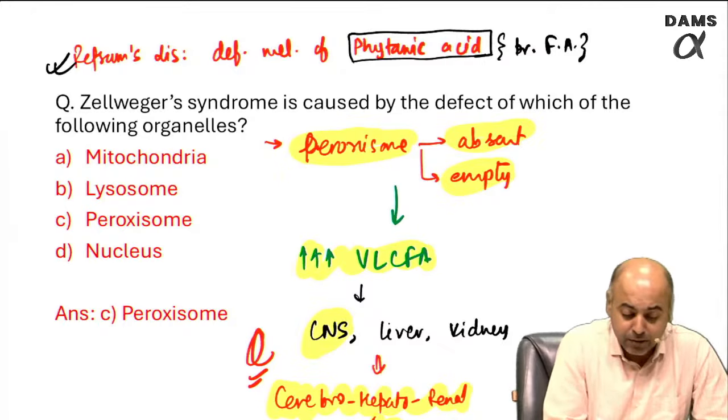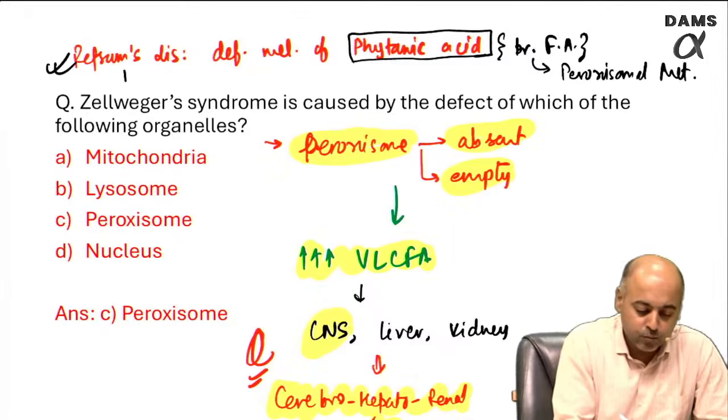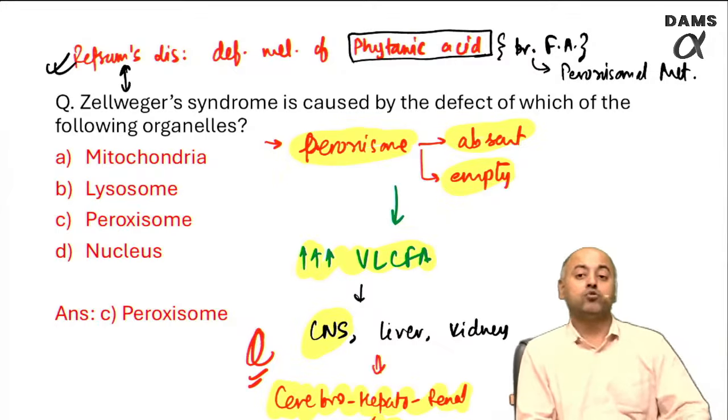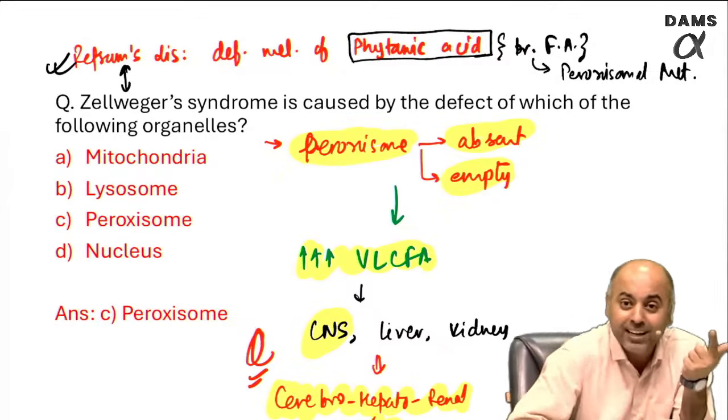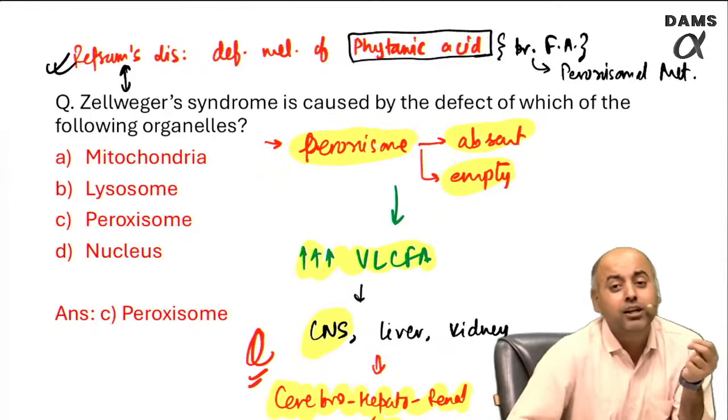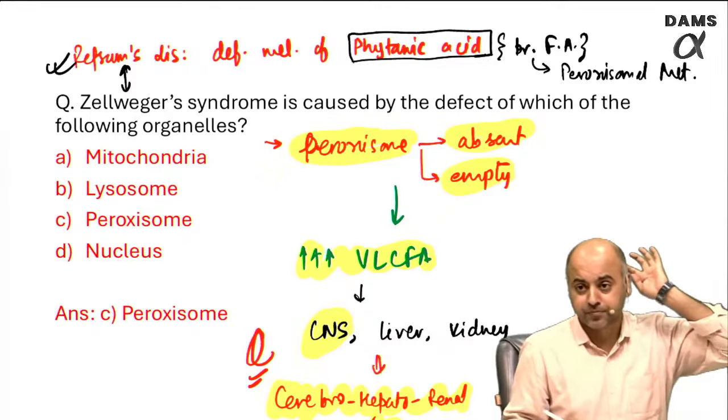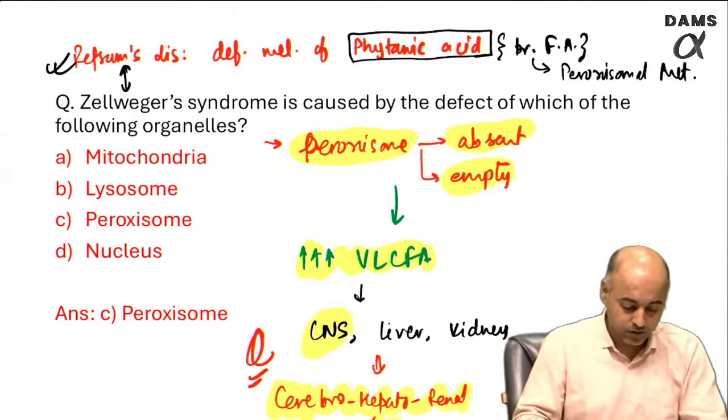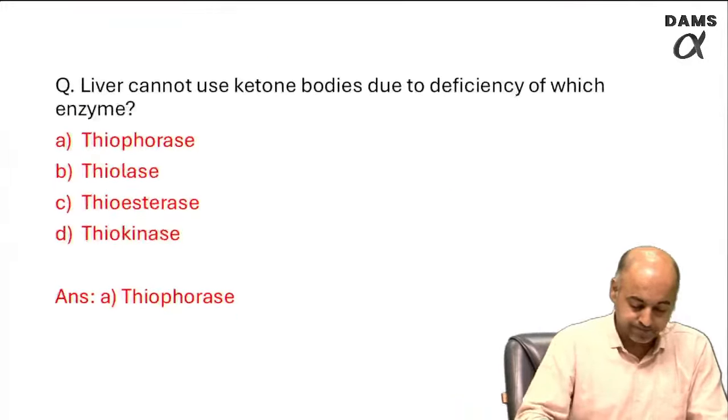The metabolism of the branched fatty acid also occurs in the peroxisome only. So in both the cases the problem is in the peroxisome. In case of Refsum's, only one enzyme is deficient. In Zellweger, the whole peroxisome is deficient.